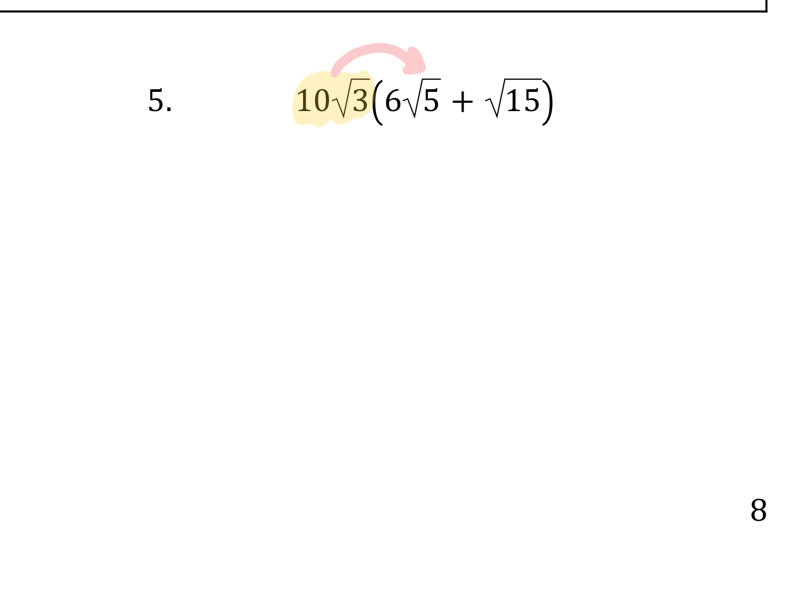Okay, so if I multiply, I'm going to do my outsides. So 10 times 6 square root 3 times 5. Okay, and when I multiply that out together, I get 60 root 15. Okay, that's my first term.